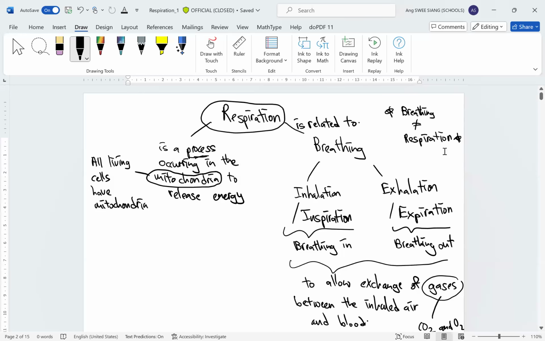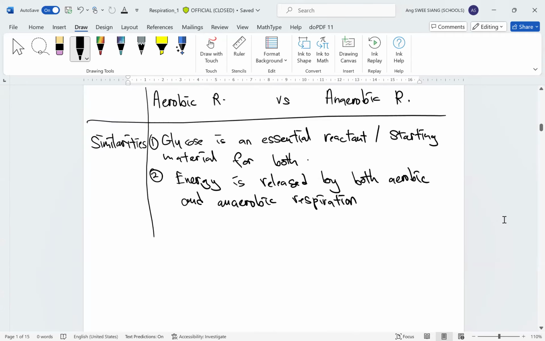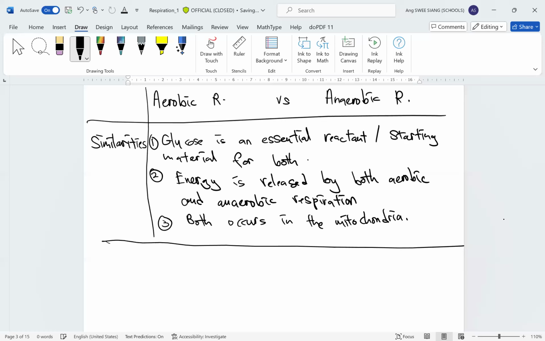Just now, Mr. Ang wrote here already. Where do they occur? Inside the mitochondria. So you can talk about, okay, the third point, both occur in the mitochondria. Okay, so basically, these are the three similarities.